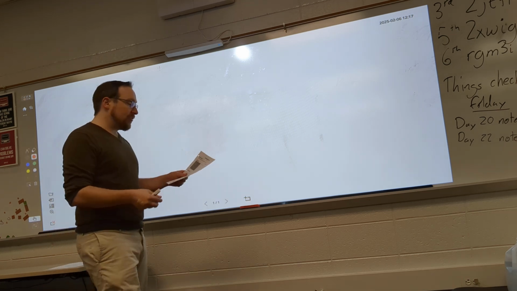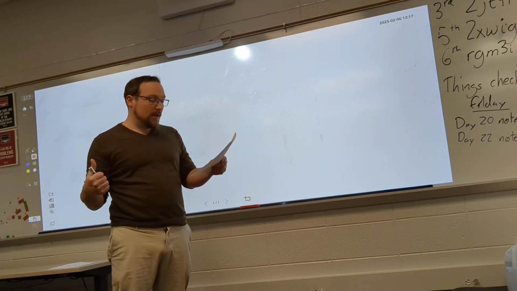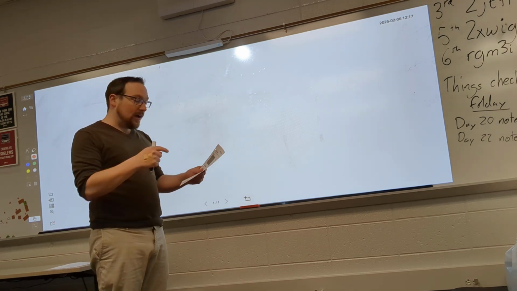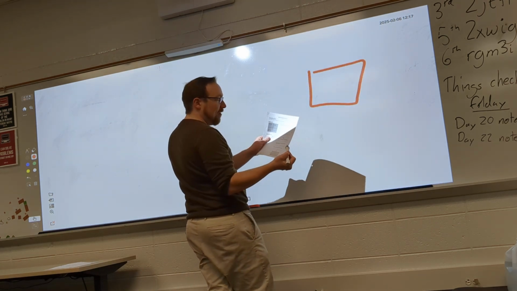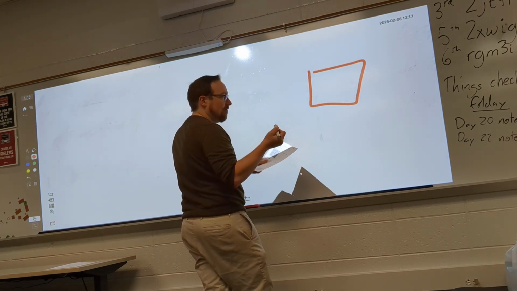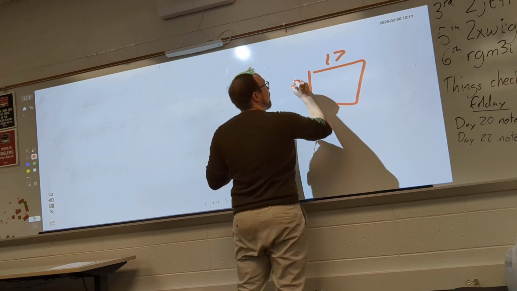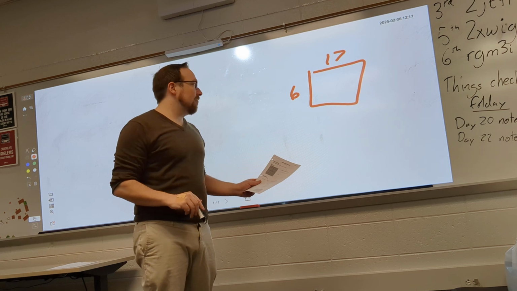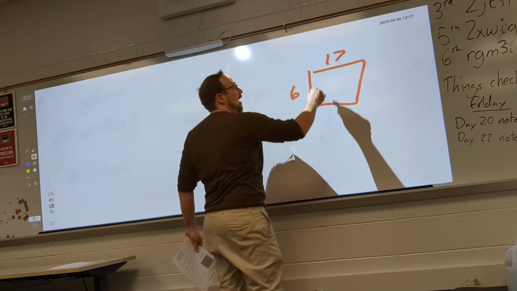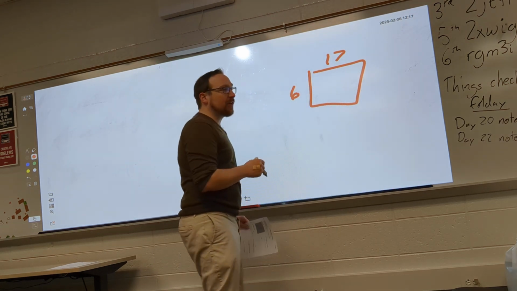So in the older question, I was asking for the perimeter, the difference, and the area of this rectangle. Let's look at this rectangle, and then we'll remind ourselves what perimeter and area and length are. So we've got 17 by 6. We're assuming that this is a rectangle, because I say it's a rectangle. Rectangle means that the opposite sides are equal to each other.